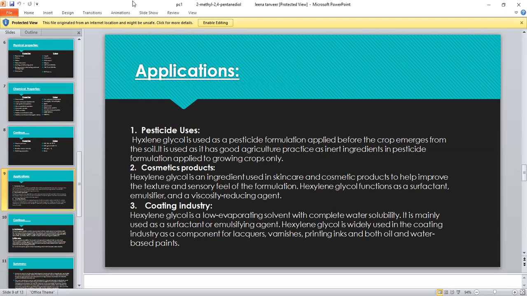The next application is the coating industry. It is used in the coating industry because it is a surfactant and emulsifying agent, as I have explained earlier. It is widely used in the coating industry as a component of lacquer, varnishes, and printing inks, and in both oil and water-based paints.